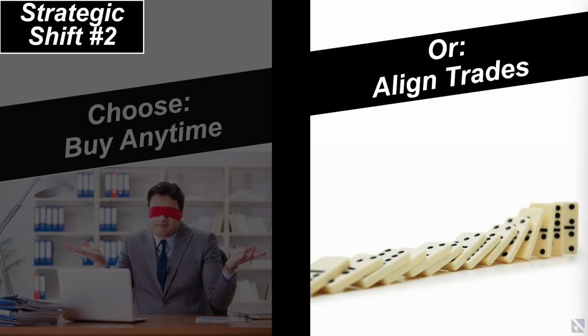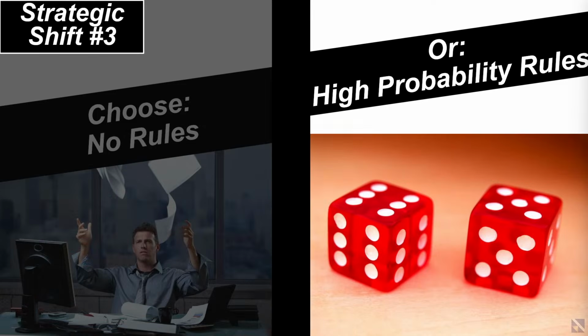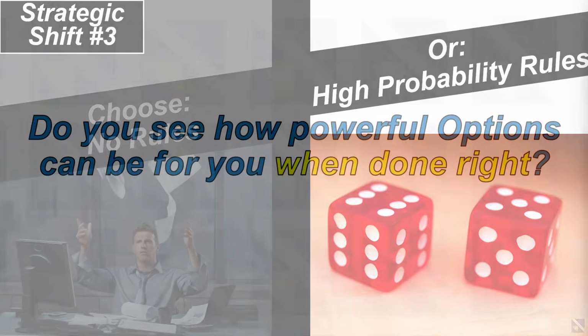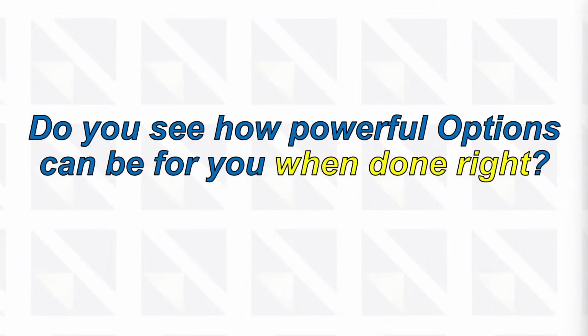It's possible to make money with options and see those explosive gains if you align your trades with what's going on in the market and you use high probability rules. So, I mean, do you see how powerful options can be when done right?